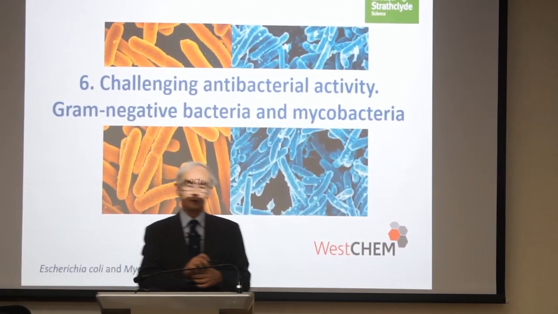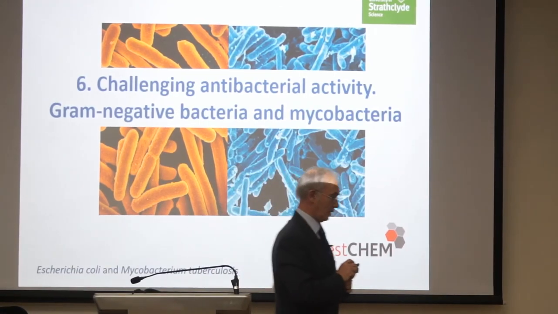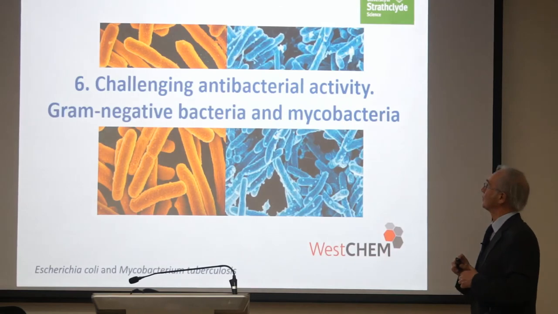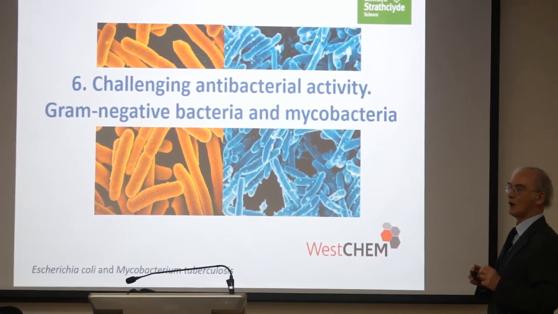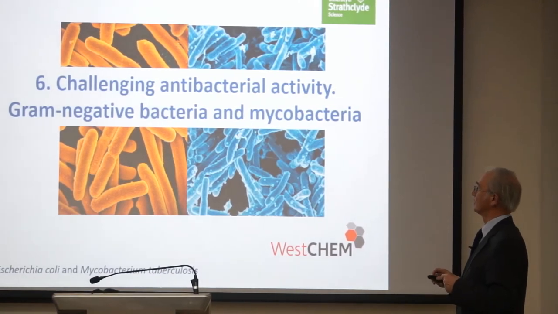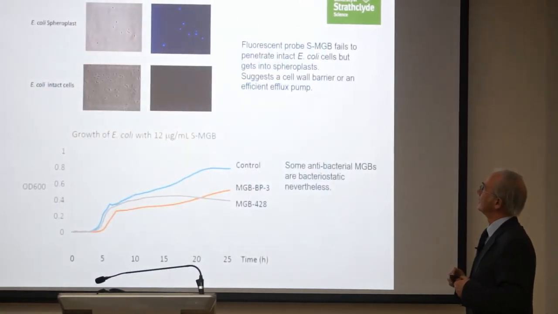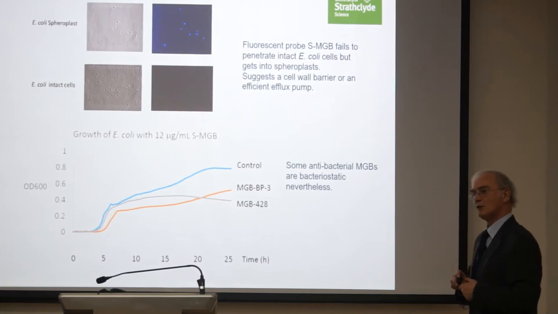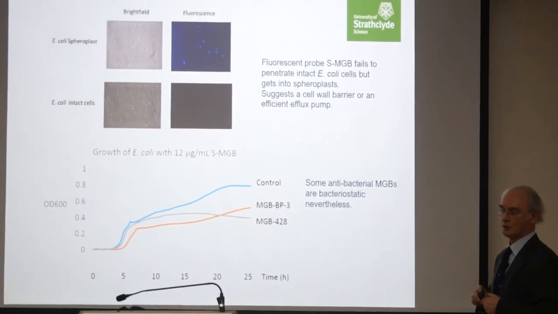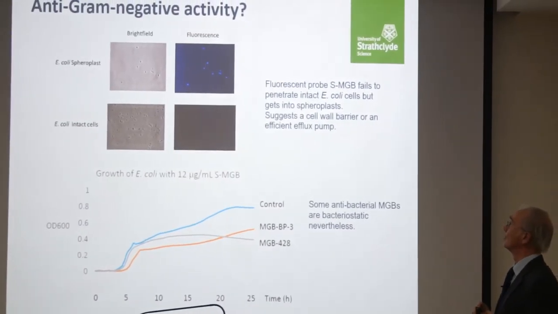So let's now move into further biological reactions and look at some of the effects that we have when we try to tackle more challenging bacteria than gram-positive bacteria. Our compounds are not very active against gram-negatives. And in general, that seems to be because they don't penetrate the outer cell wall.